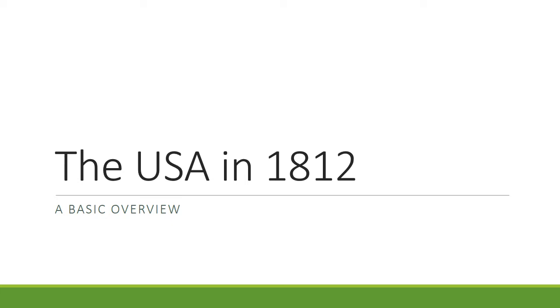Today we are going to be doing a brief overview of the United States as it stood around 1812. And the idea here is that you are going to get the big picture of where the United States was around this time period, how it fit into the rest of the world, how it was growing as a country, and the different parts of the country and how they differed from one another.